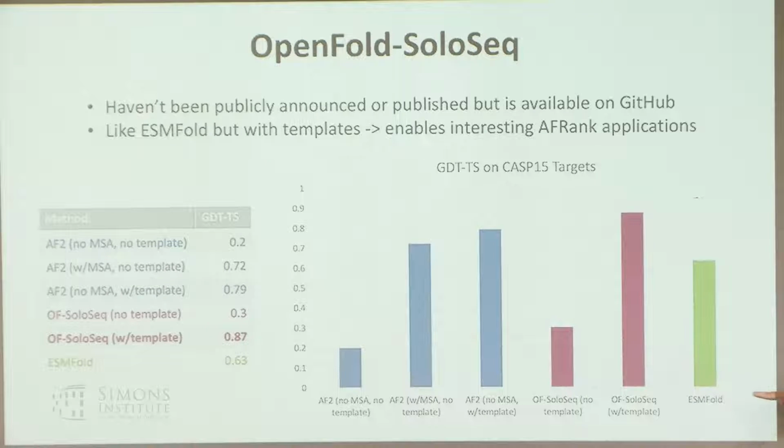Now, there's no reason to think that ESMFold wouldn't do even better. The only reason we can't do that experiment is because ESMFold doesn't have a template module, so you can't give that information to it. But OpenFold solo-seq does, and so we could do that. So as far as a ranking function, this I think is probably state of the art right now, modulo AlphaFold 3. And it's available if you just want to play with it.